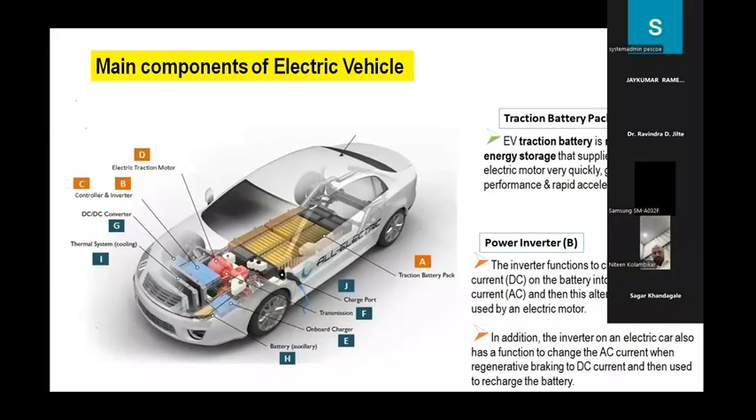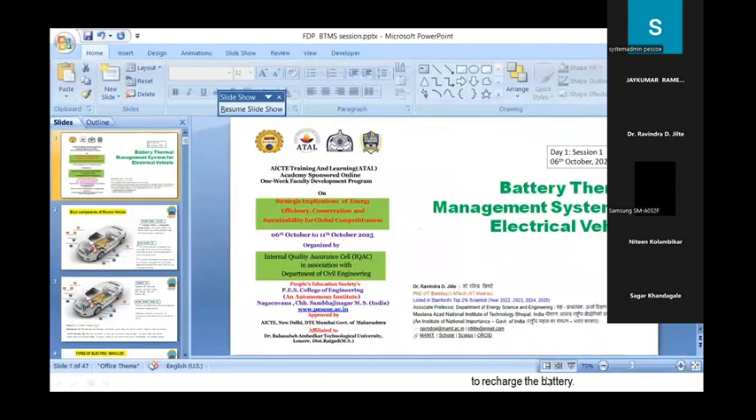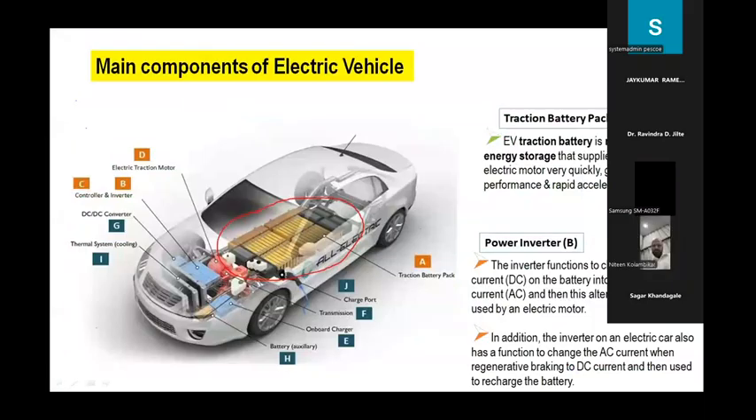Here also, if you look at the main components of an electric vehicle, the major component installed in the entire car to give the propulsion is the traction battery pack. The EV battery is a rechargeable energy storage that supplies power to the electric motor very quickly, giving EVs high performance and rapid acceleration. So this is the very paramount part of the electric car.